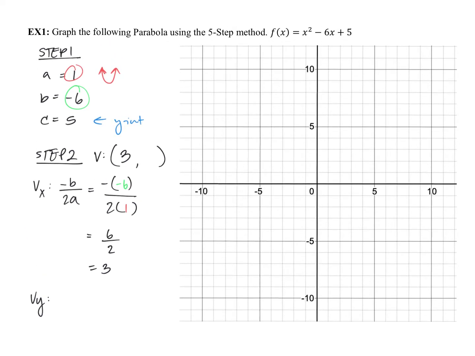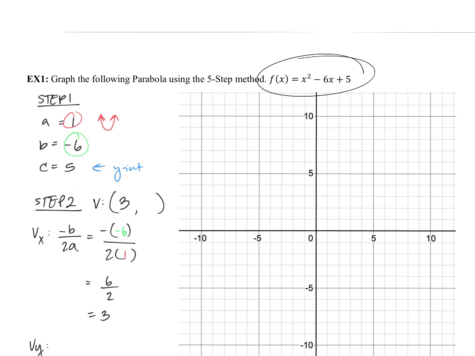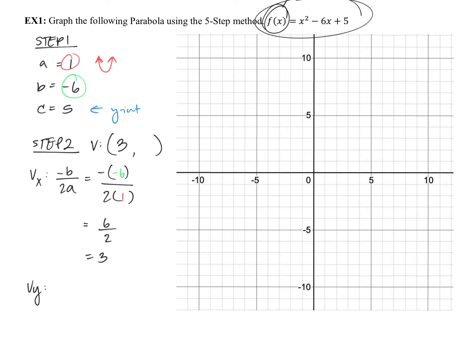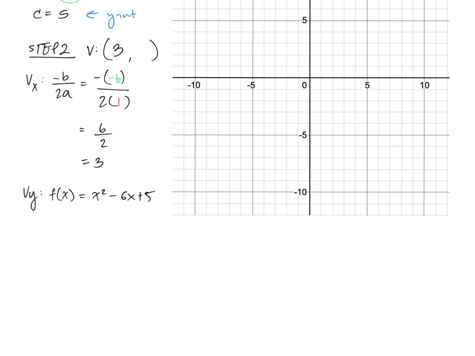Well, I just use my equation I'm given right here. This tells me how to find y, because remember, f of x is equal to y. So y is going to equal x squared minus 6x plus 5. And what is the x value? Well, we found it. Right here, it's 3. So let's go ahead and replace that with 3 to find my y. Because once again, remember, f of x is the same thing as y.